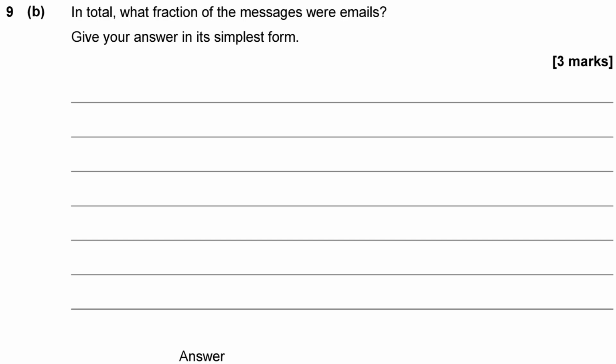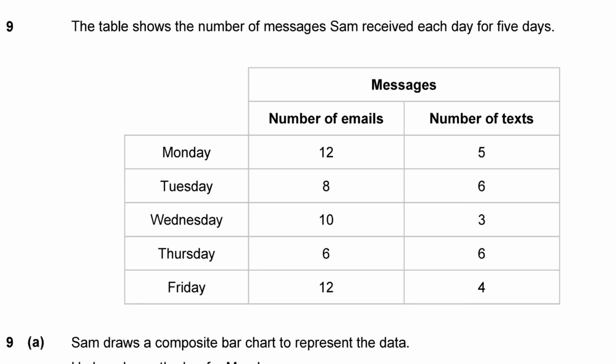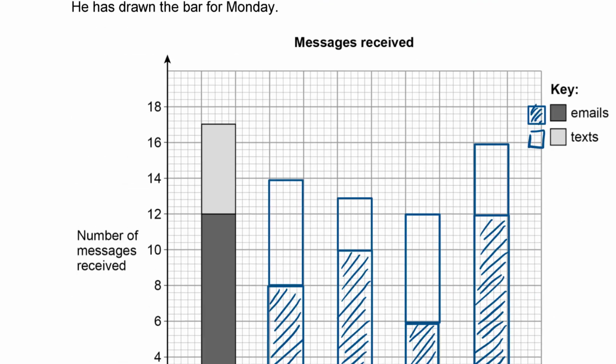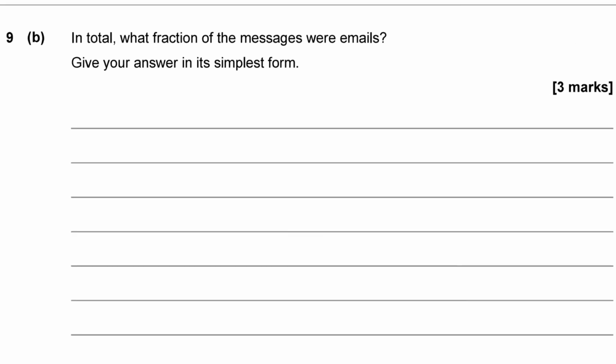Now part B says, in total, what fraction of the messages were emails? So if you want to do a fraction, we need to know how many emails there were and what the total was of all the communication. So let's just add these up. The number of emails is 12 plus 8 plus 10 plus 6 plus 12, which is 12, 20, 30, 36, 46, 48. So the number of emails adds up to 48, and the number of texts is 5, 11, 14, 20, 24. Okay, so we've got 48 emails and 24 texts.